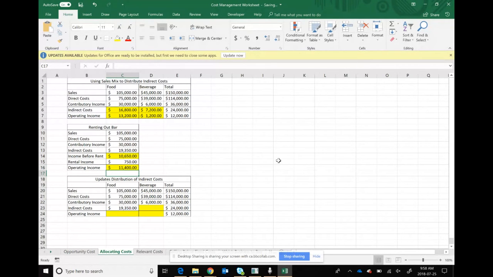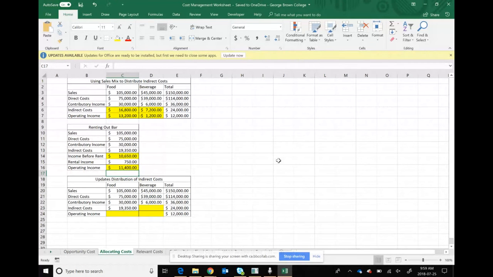So in this case, our operating income is $11,400, and that's including rental income. But if you look at the two examples, you see that with your bar, your operating income was higher. It was $13,200. Now it's $11,400, and that's with rental income. The reason we're seeing this is because in the one example, we allocated our indirect costs, and in the second example, our indirect costs are being absorbed by one department.